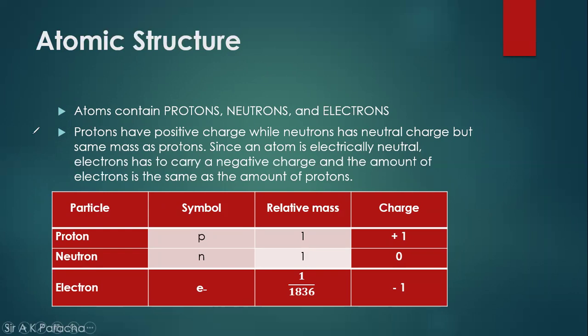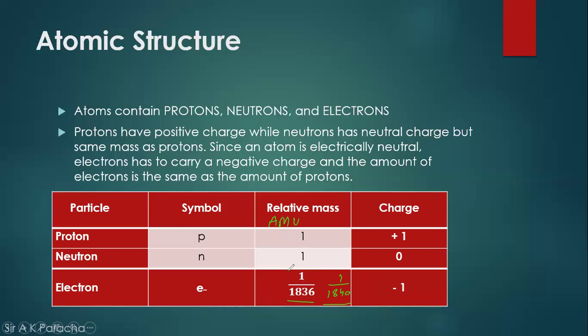So the atomic mass unit of proton is 1, neutron is 1. Electron, on the other hand, is 1/1840 or 1836. In some books or some places, it is written as 1/1840. So they are almost near to each other, and they are negligible, of course.